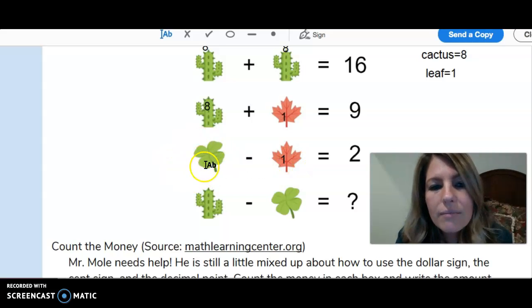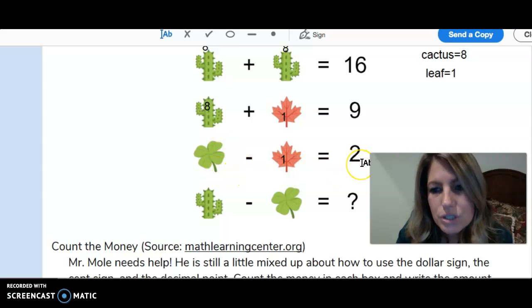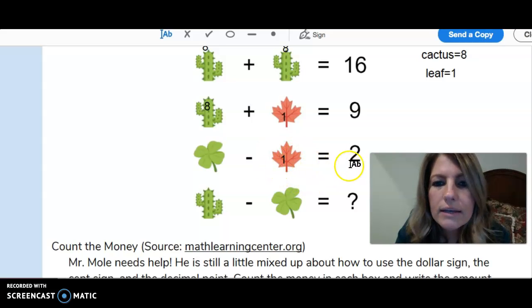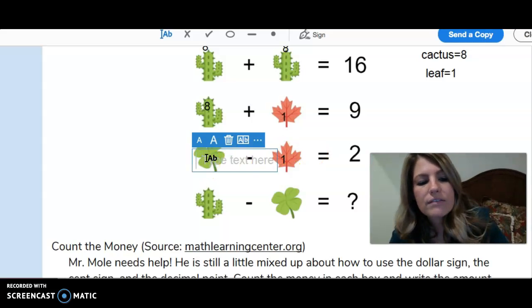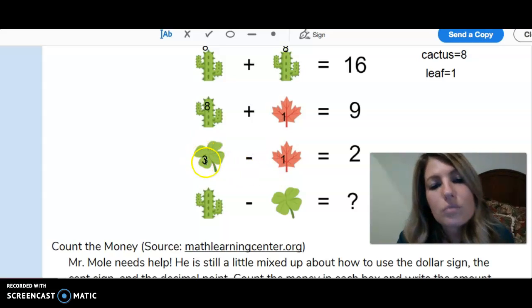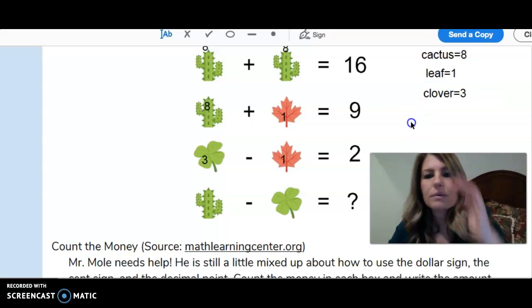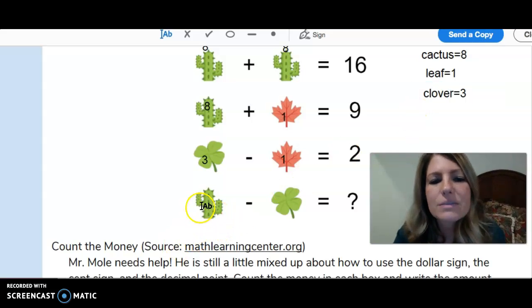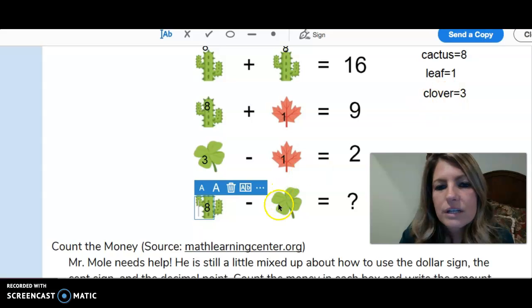But we don't know how much the 4-leaf clover is worth. Blank minus 1 equals 2. If you have a number and you take away 1, it will give you 2. Well, if I have 3 and I take away 1, I'm left with 2. So my 4-leaf clover is worth 3 because 3 minus 1 equals 2. So my clover is going to be worth 3. All right, that's going to help me for the last one. Remember, we said the cactus is worth 8. We said the clover is worth 3.